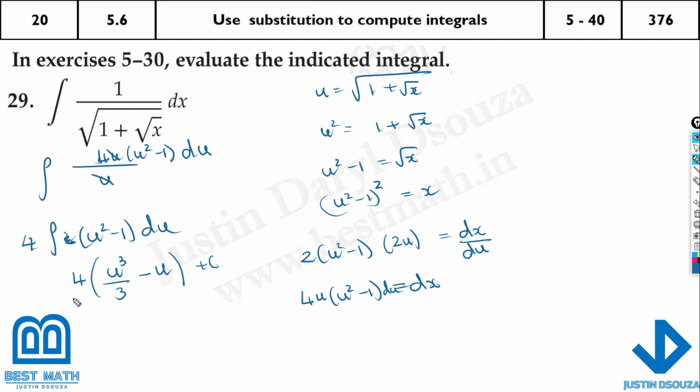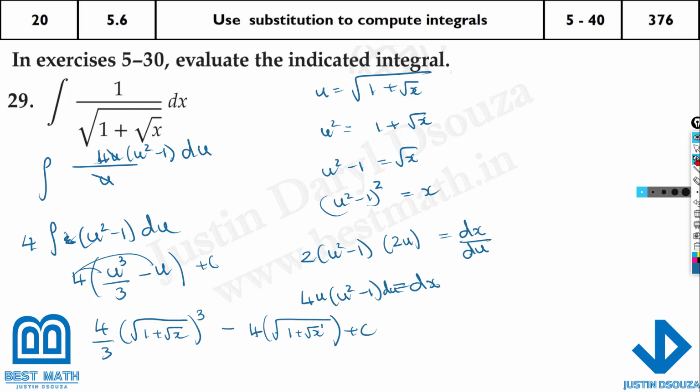So we can multiply 4 inside or we can leave it outside. Now we just substitute what was u. So these big things, right? You'll substitute it back. You can just write the 4 outside because you have just multiplied 4 two times inside. It's the distributive property. Let me do it like that. 4 by 3. What was u? It's root of 1 plus square root x, the whole power 3, minus, multiply 4 over here. What is u? It is root of 1 plus square root x. So that is the final answer. And don't forget the plus c. So that must be the final answer.